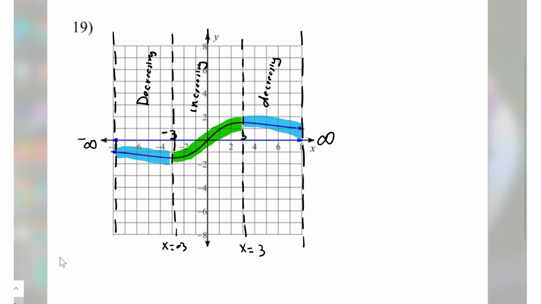So we're looking at the increasing interval. We only have one area that's increasing. It starts increasing at x equals negative 3, and it increases all the way to x equals 3. Remember that the endpoints are a state of transition, so they're not increasing or decreasing, it's transitioning.